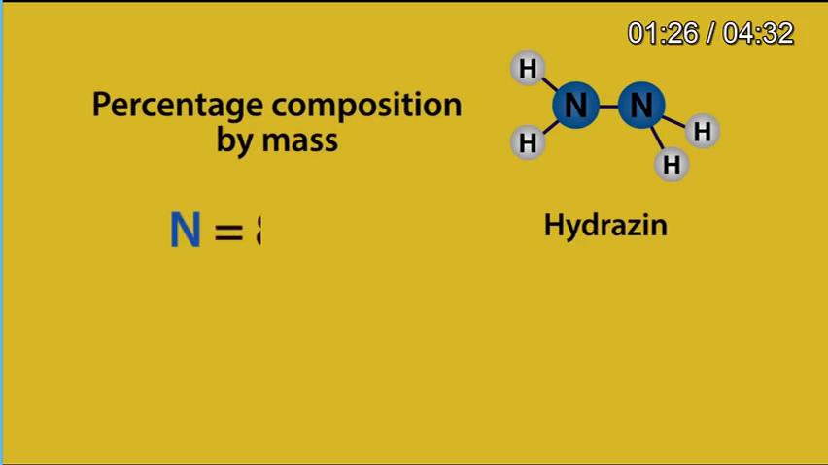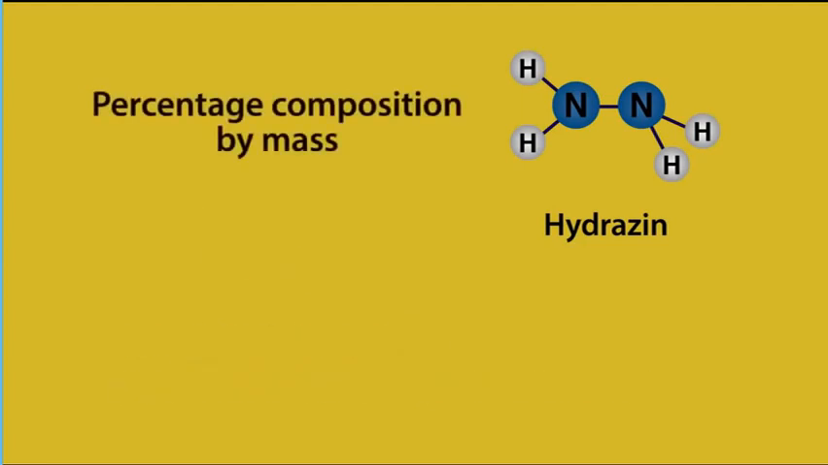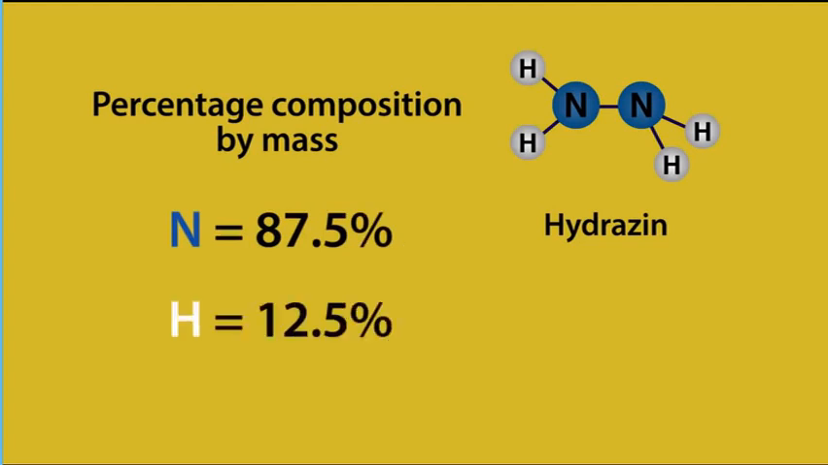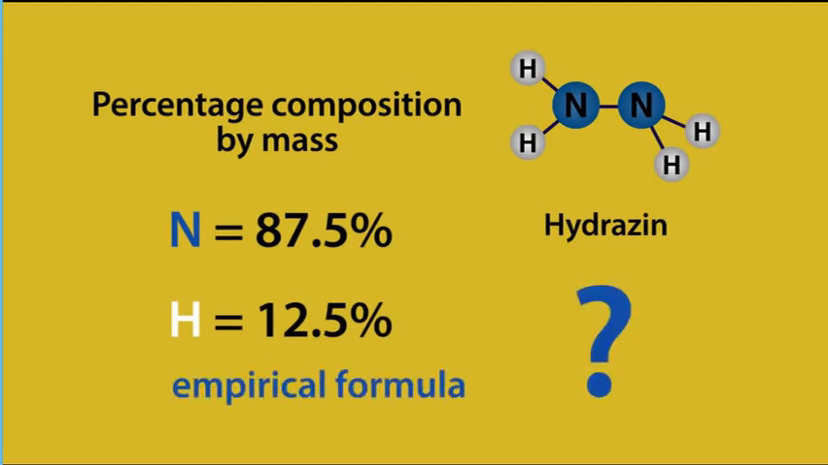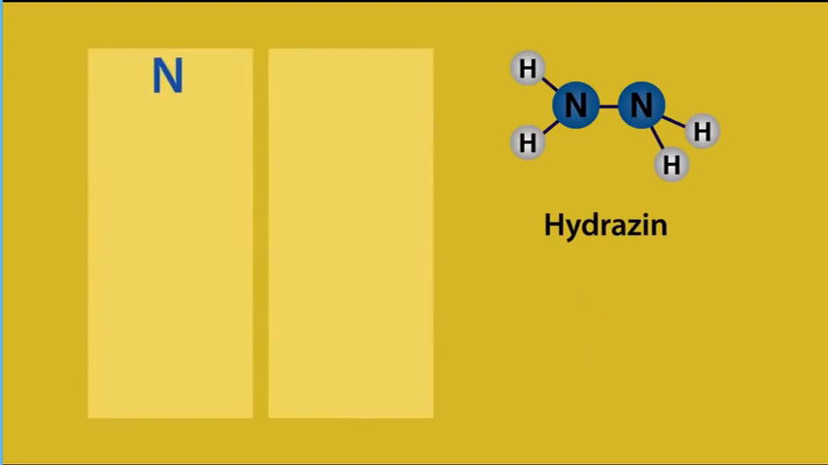The best way to find the empirical formula from percentage composition by mass is to go over a question. Upon analysis, the percentage composition by mass of a compound was found to be 87.5% nitrogen and 12.5% hydrogen. Now calculate the empirical formula. Firstly, we have a column for each element, N for nitrogen and H for hydrogen. Then, under each element, we put the percentage composition by mass, so that's 87.5% for nitrogen and 12.5% for hydrogen.